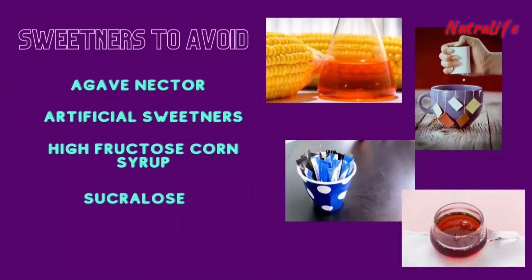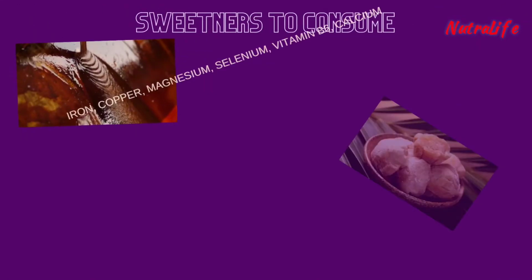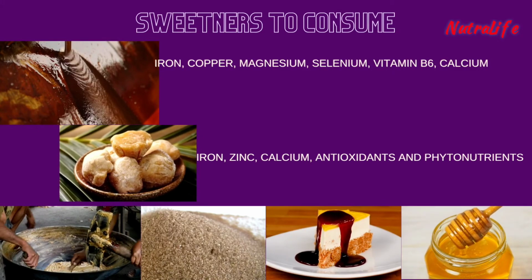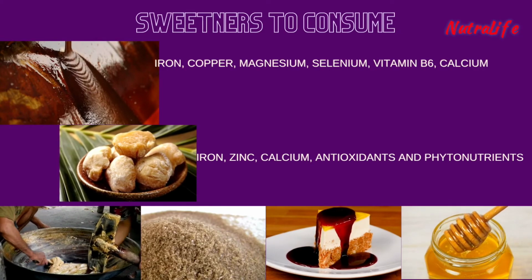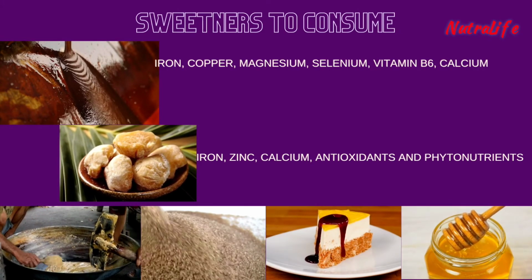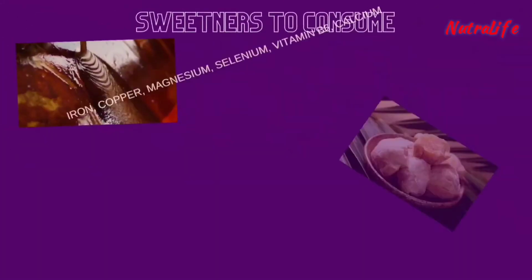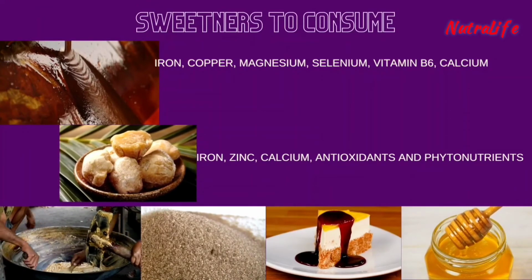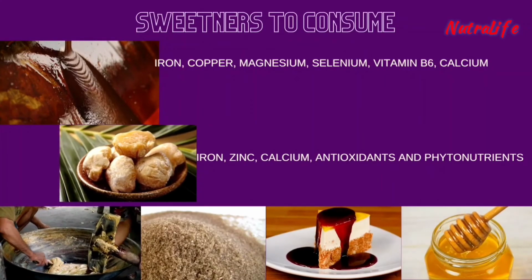Sweeteners to avoid: agave nectar, artificial sweeteners, high fructose corn syrup and sucralose. Sugars to be included in your diet: blackstrap molasses, which is rich in iron, copper, magnesium, selenium, vitamin B6 and calcium. Coconut sugar, which contains polyphenols, iron, zinc, calcium, potassium, antioxidants and phytonutrients, is extracted from the sap of the bloom of the coconut palm. Date sugar, natural brown sugar, maple syrup, raw honey and stevia can be included in the diet.